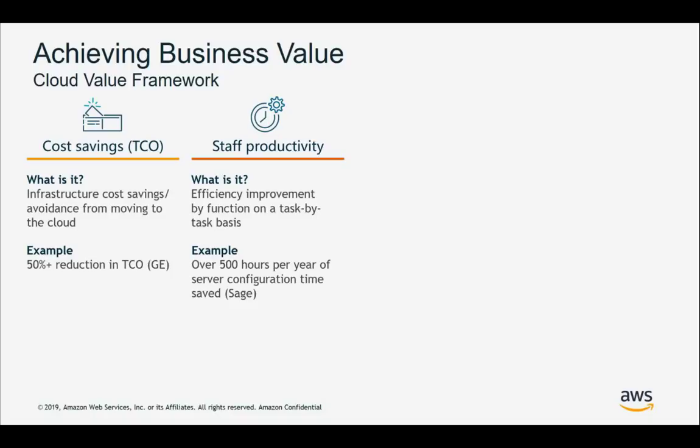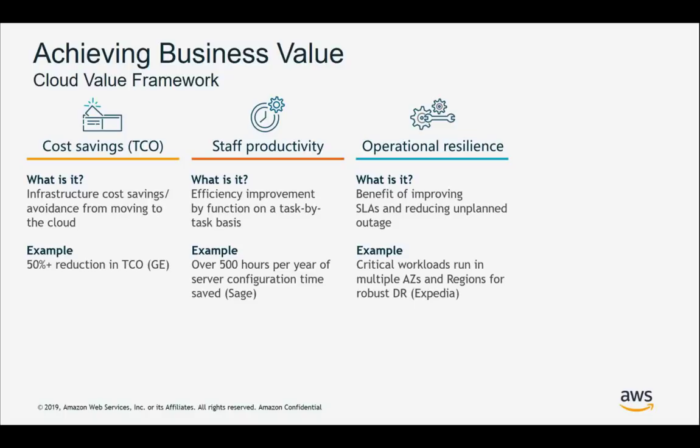The third area is around operational resilience. Operational resilience refers to the benefit of improved security and availability. AWS customers reduce their downtime from the stability, scalability, reliability, and security of the AWS environment. Nucleus Research found a 32% reduction in unplanned downtime across the 198 customers it surveyed.